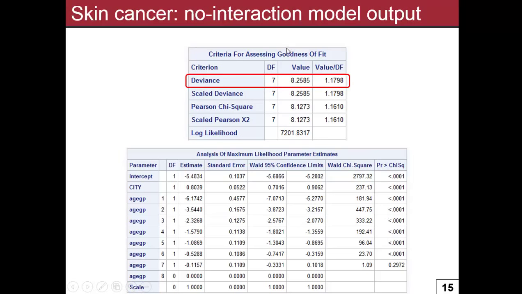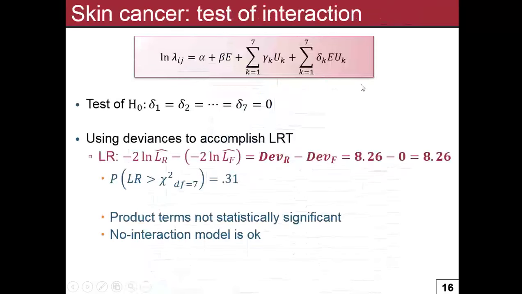You would find that the deviance statistic was 8.3, and the deviance over the degrees of freedom is 1.18. And we can use this information to conduct a hypothesis test of any significant interaction by looking at the difference of the deviances between the model with and without the city by age product terms. And what that looks like is this. It's the deviance of the reduced model minus that of the full, 8.26 minus 0. And again, it doesn't have to be 0. It just happened to be a saturated model. And you get 8.26.